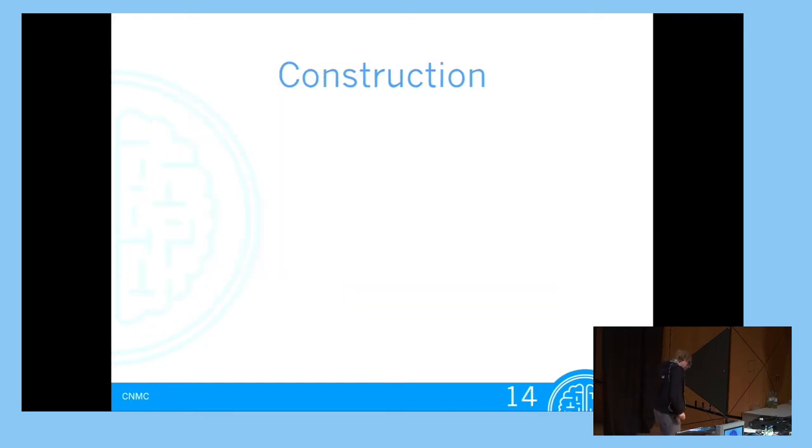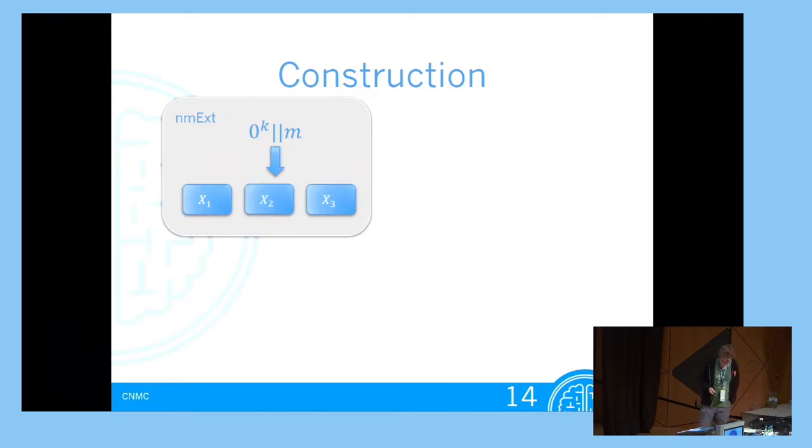OK, so now I'll give this construction. We're encoding message M. We're adding some 0 to the K padding. And we're using the standard trick, the inverted non-malleable extractor. And we're obtaining three states. Those three states are uniform and random, such that if you plug them into the non-malleable extractor, you will get this. OK, that's three states, six more to go, or five more to go, if I can calculate correctly.